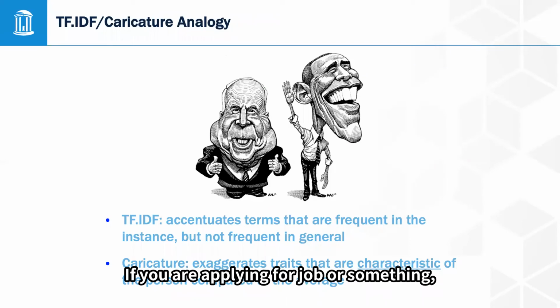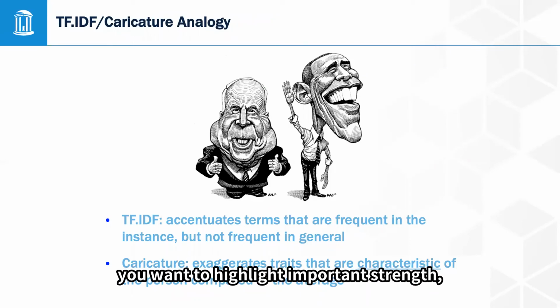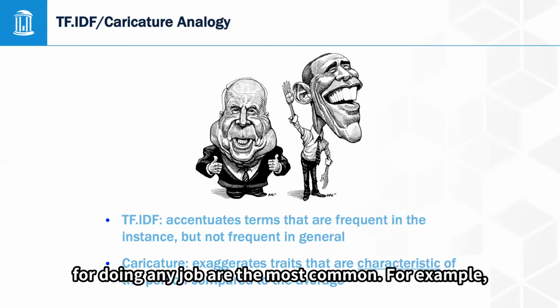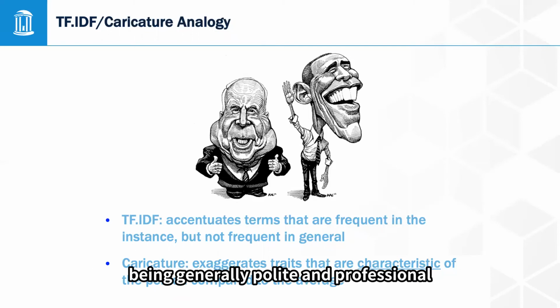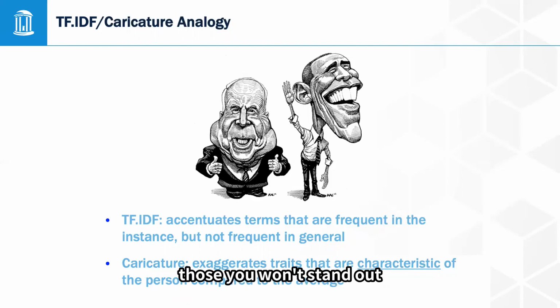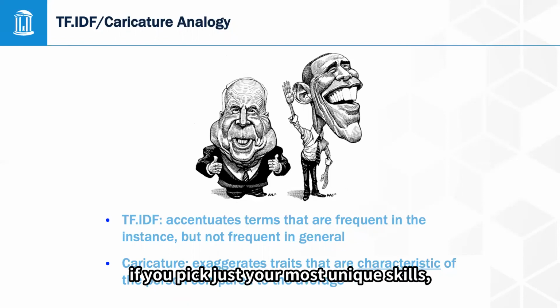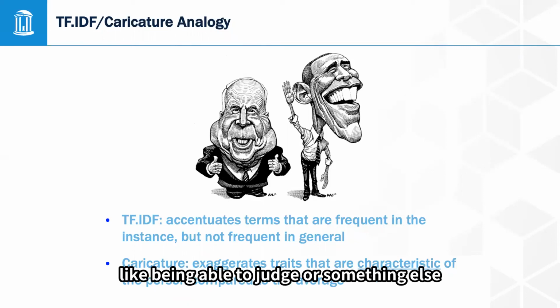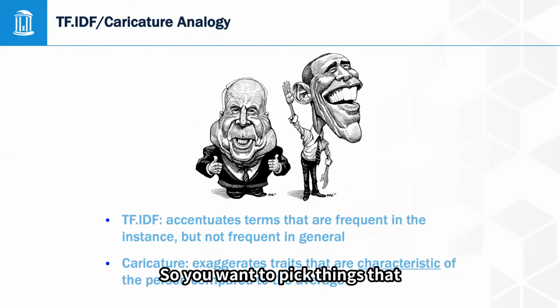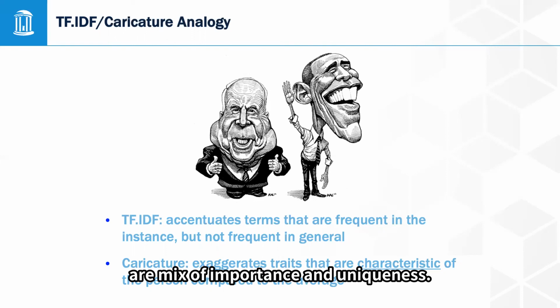If you are applying for a job or something, you want to highlight the important skills, but also those that are unique to you. A lot of the most crucial skills for doing any job are the most common. For example, being generally polite and professional, or being able to write a coherent sentence. But if you just highlight those, you won't stand out. If you pick just your most unique skills, like being able to juggle or something else, those might not be as important for success in a job. So you want to pick things that have a mix of importance and uniqueness.